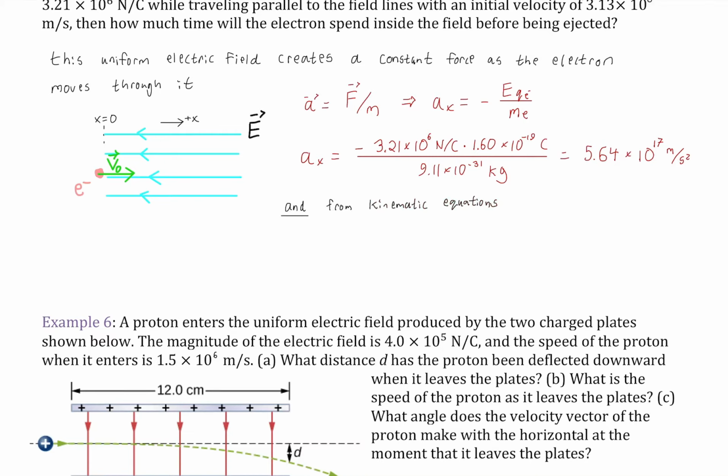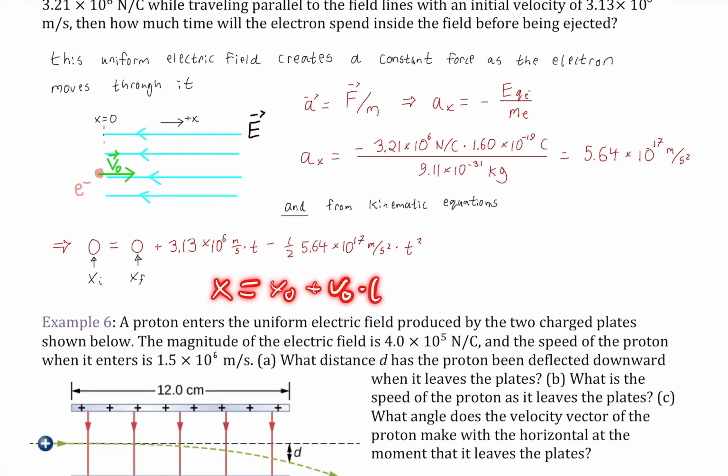All right. So then we're going to go on to the kinematics, and we're just going to use this familiar kinematic equation, or this one.